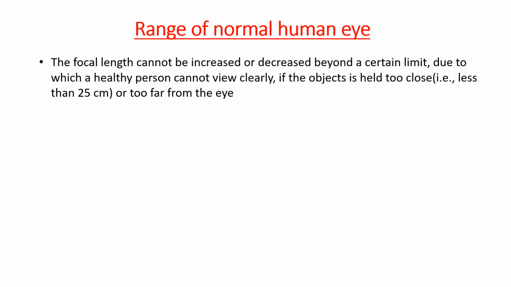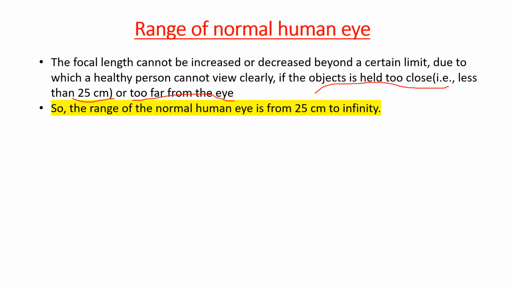Now, what is the range of the normal human eye? There is a far and a nearer range, correct? So the focal length, students, cannot be increased or decreased beyond a certain limit. Due to which a healthy person cannot view clearly if the object is too close, that is less than 25 centimeter, or too far from the eye, that we are considering as infinity. Correct? So the range of the normal human eye is 25 centimeter to infinity.